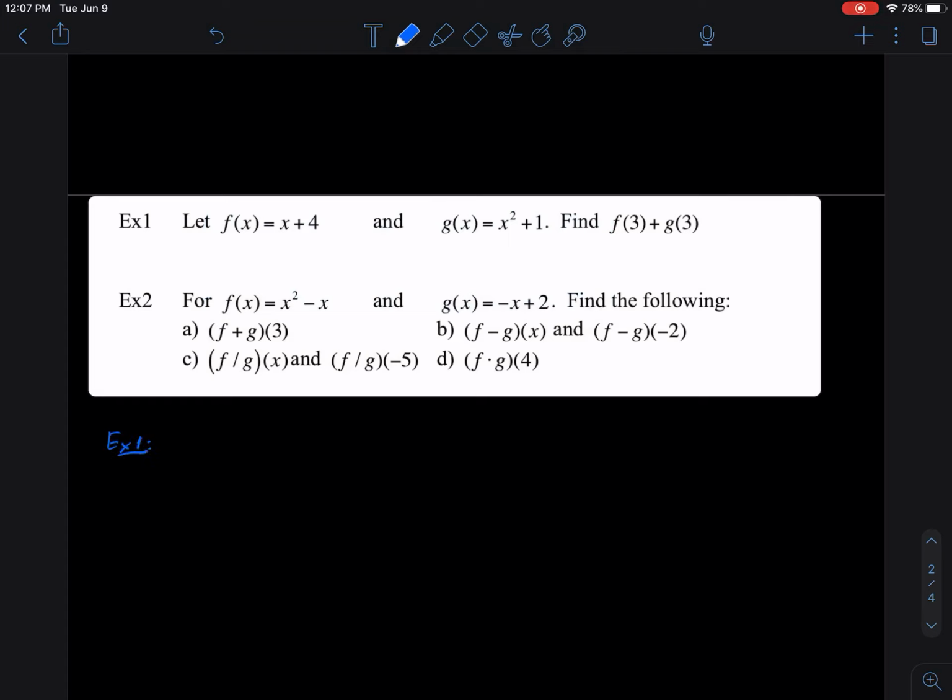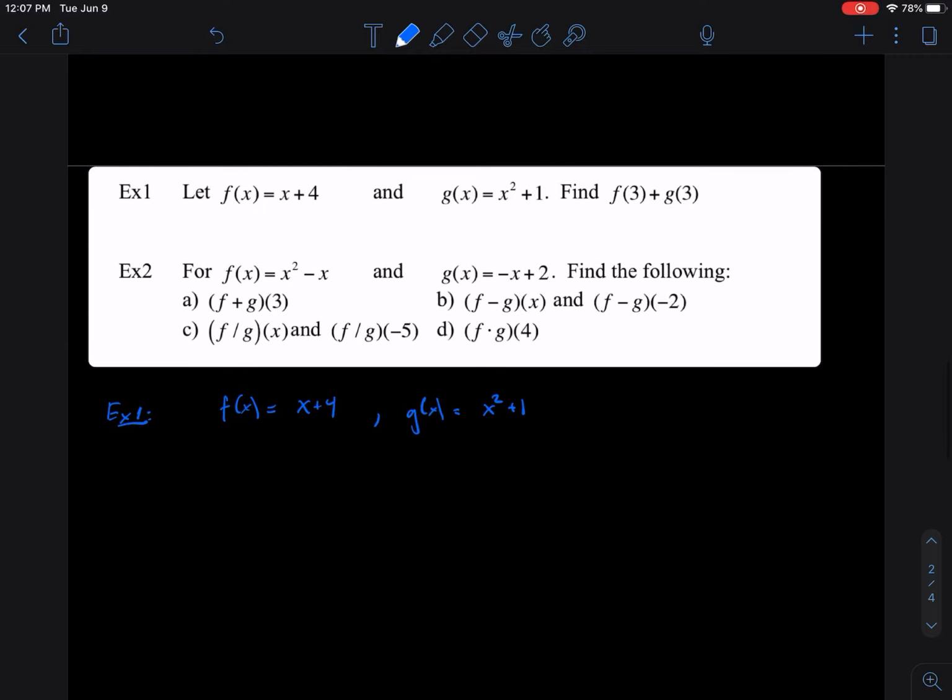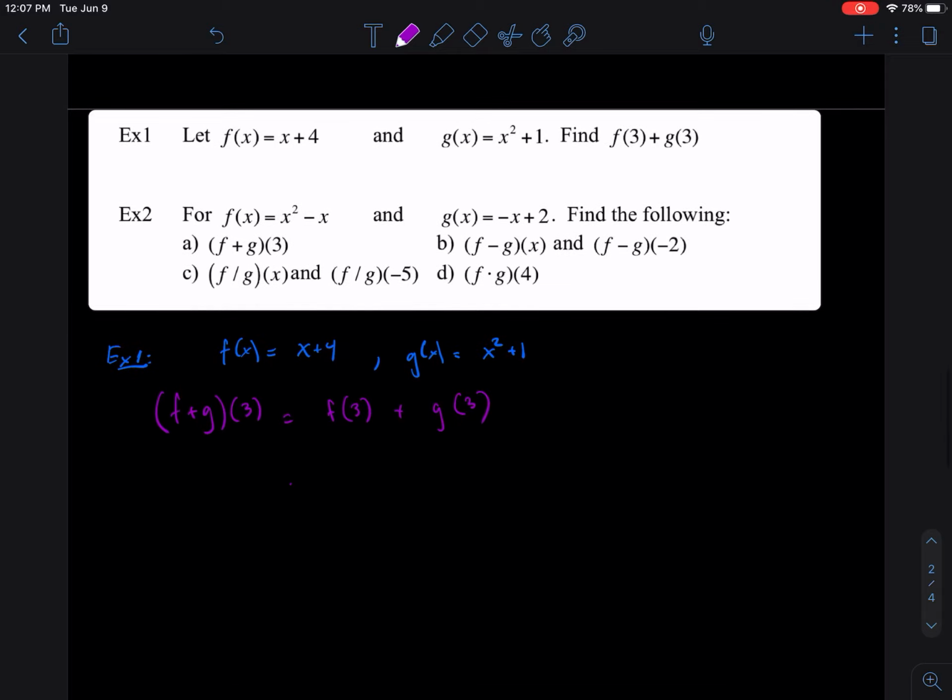All right, so given f of x is x plus 4, and g of x is x squared plus 1. If we want to find f plus g at the input 3, meaning we evaluate the function f at input 3 and add that output to g of 3. Okay, so let's go ahead and do that.